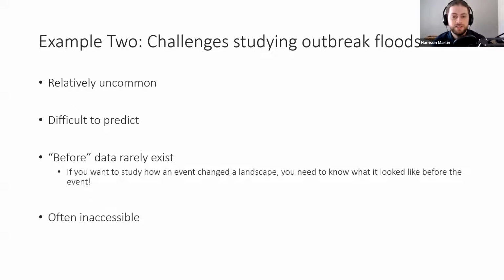So the second example I want to give, this is one chapter from my dissertation, is studying outburst floods. It's basically any kind of flood where you suddenly have water released from behind a wall. They're relatively uncommon, but have a disproportionate impact on the surface of the earth now and in the rock record. They're difficult to predict, so it's hard to study. And if you want to understand the landscape impacts of an event, you need to know what it looked like beforehand, and you don't always have that.